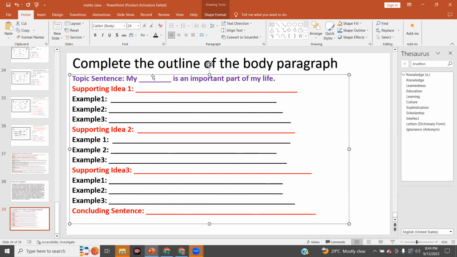So fill in these things. Topic sentence, supporting idea number 1, 3 examples on it. Supporting idea number 2, 3 examples on it. Supporting idea number 3, 3 examples on it. And the concluding sentence. All right.